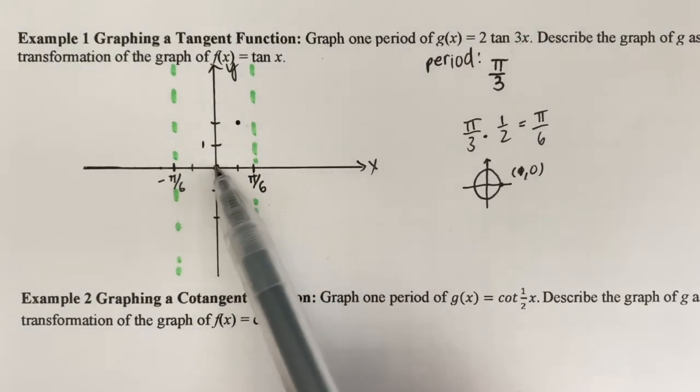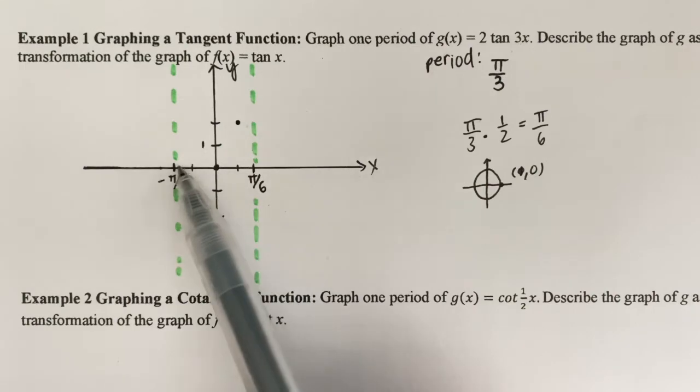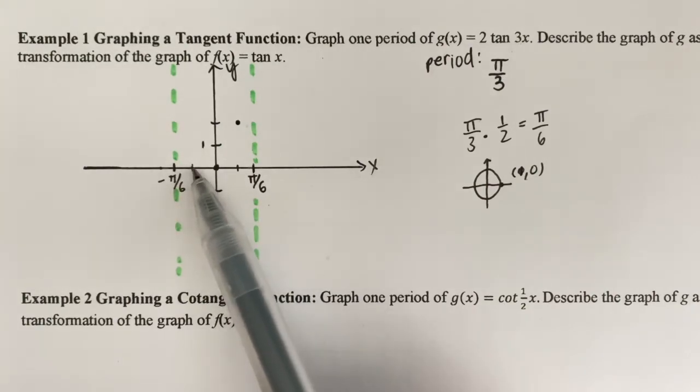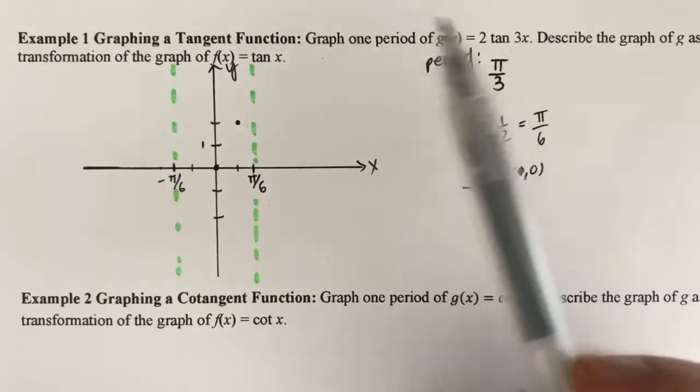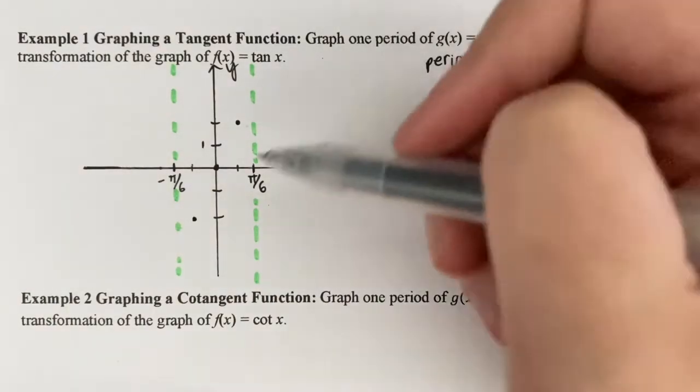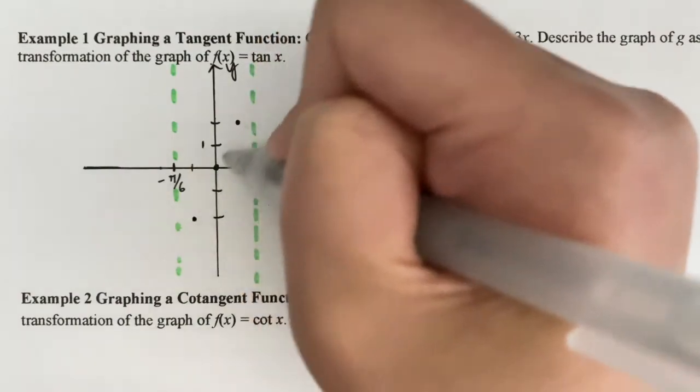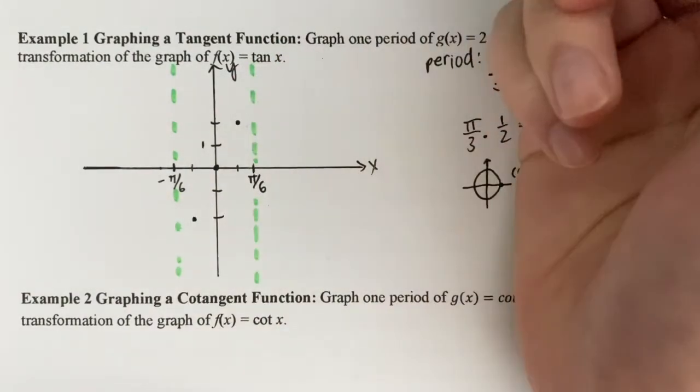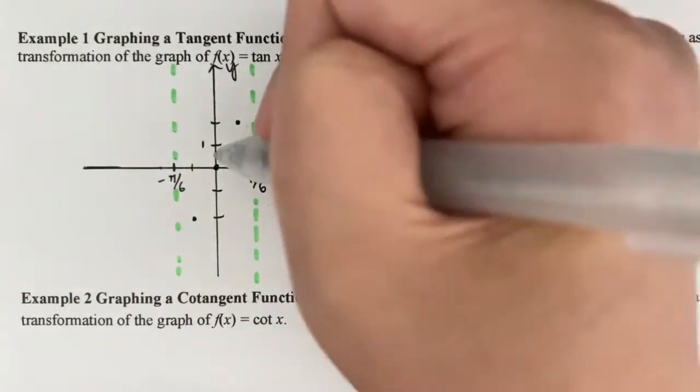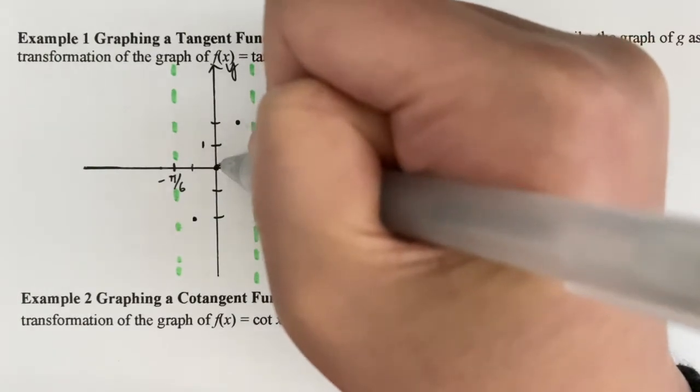And then halfway between my x-intercept and my vertical asymptote at negative pi over 6, this is going to have a value of negative a, so negative 2. Now once you have those values, you want to connect. You don't want to just draw a straight line here because the tangent function has a curve. So it kind of looks like your cubic function.